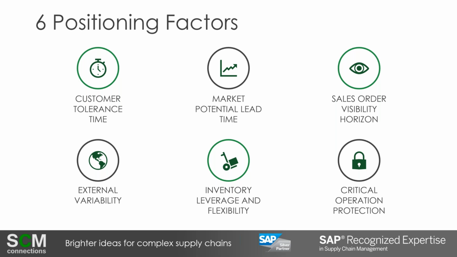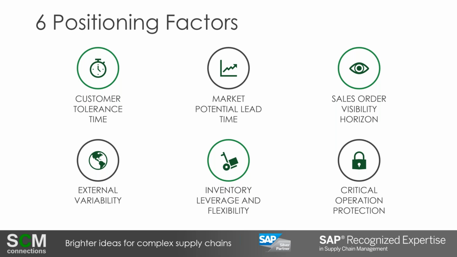Customer tolerance time, so this would be setting your decoupling point within the customer tolerance time so that you can meet demand strategically. Same thing with the market potential lead time. This allows you to expose an increase in revenue or winning a new customer based on where you're positioning a decoupling point. Sales order visibility horizon. So if you have a very short sales order visibility horizon where customers order within 2 days, but the cumulative lead time is much longer than that, then the system will recommend a closer decoupling point to be able to meet those sales.